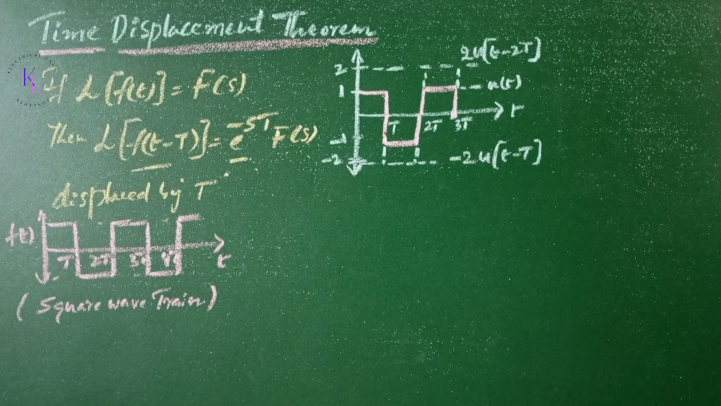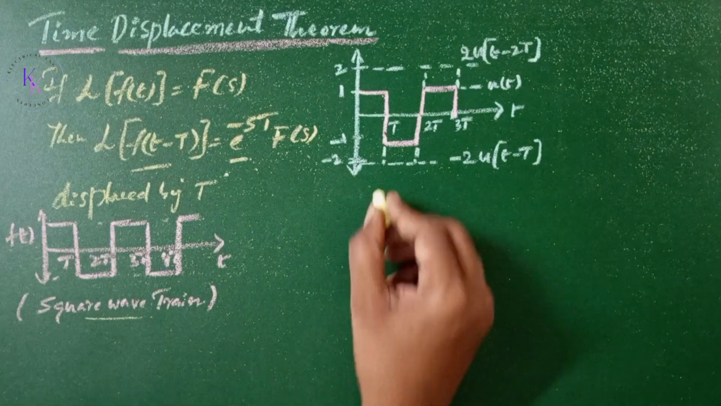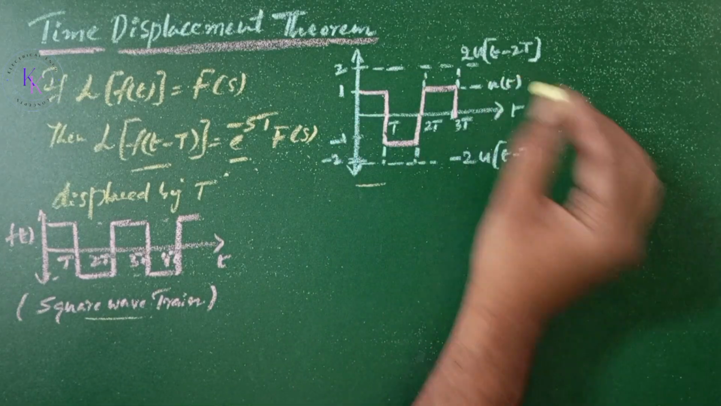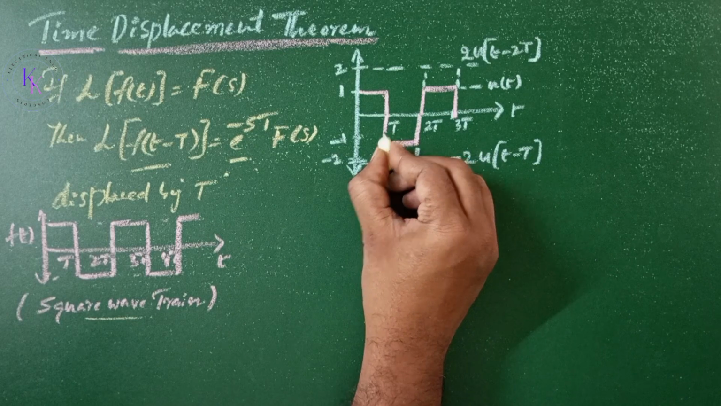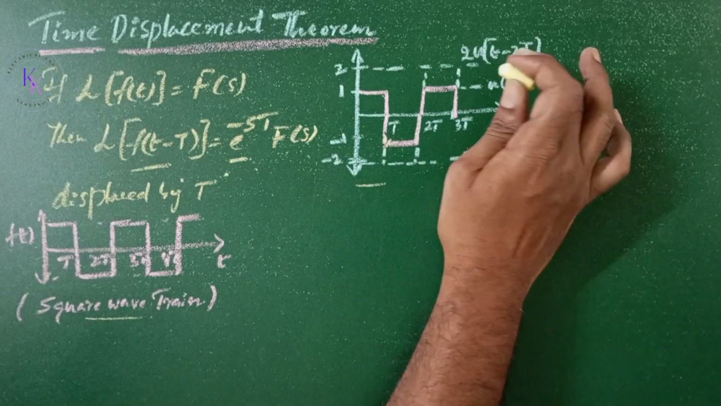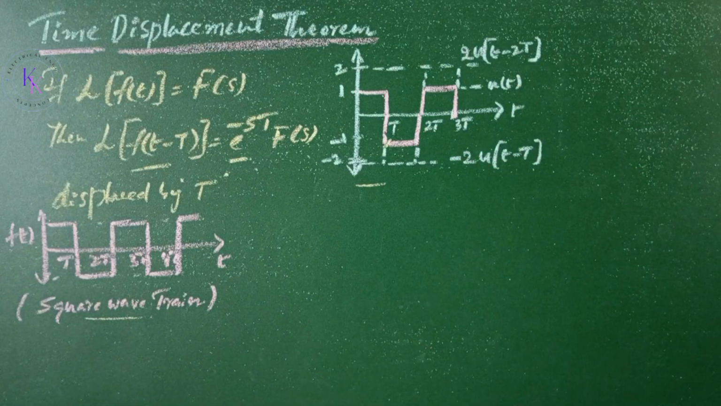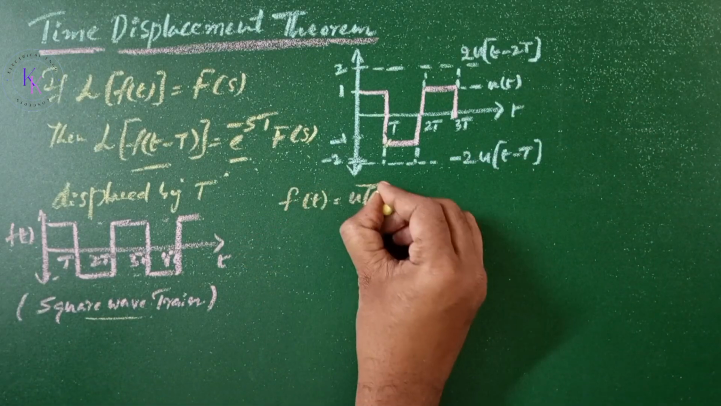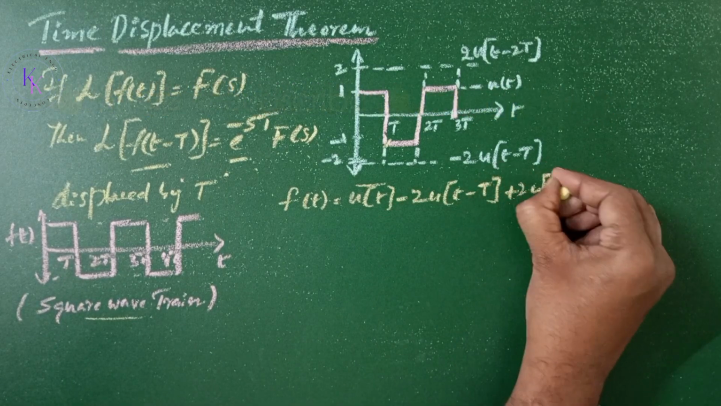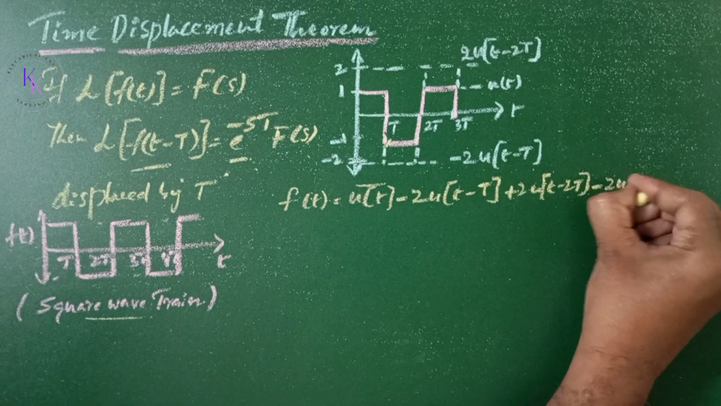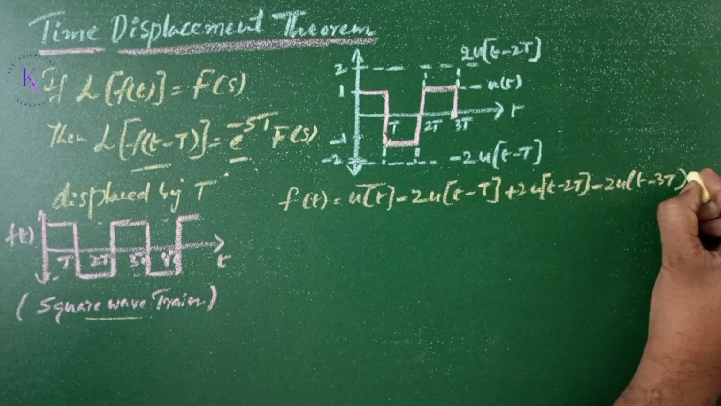Now obtain the Laplace transform of the square wave train as shown here. Observing the original wave shape, it may be seen that this wave shape can be formed by adding different unit step functions and shifted step functions as shown here. Now if you observe here, this is the unit step function u of t. If you add this minus 2u(t) step function to this, then you are going to get a minus u(t) at this point. Similarly, adding this, you are going to get u(t) function. So f of t you can now write as u of t minus 2u of t minus capital T plus 2u of t minus 2T minus 2u of t minus 3T, and so on.